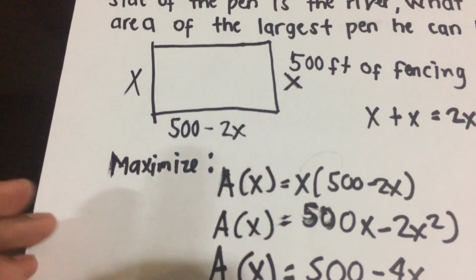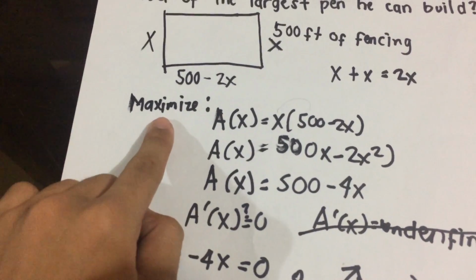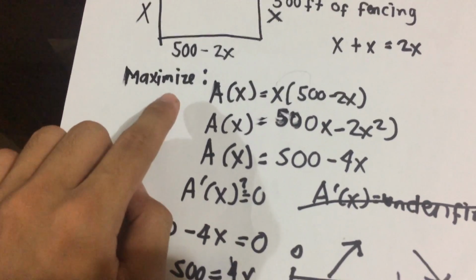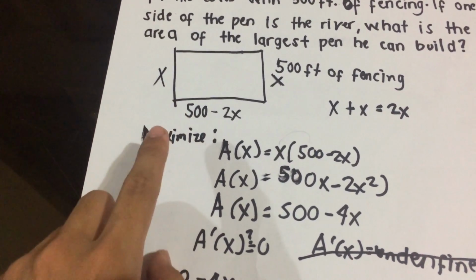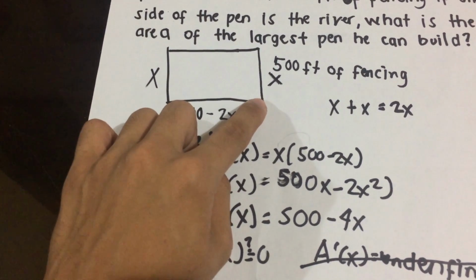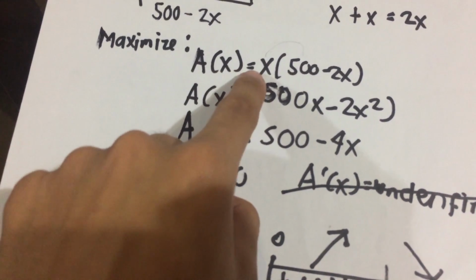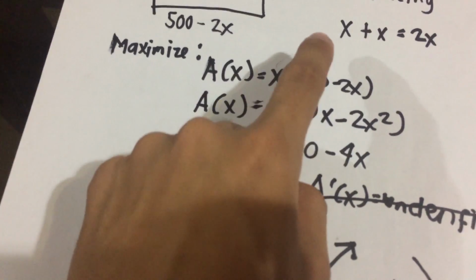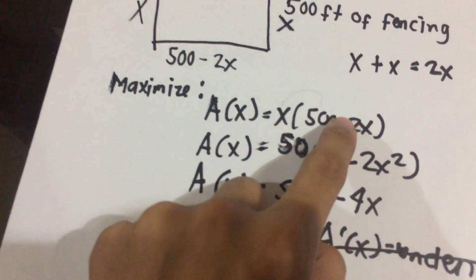The thing that we want to maximize here is the area. Well, the area of this pen generically, right? To get the area, we just take the width times the length. So the area as a function of x equals x times 500 minus 2x. So we want to maximize this.